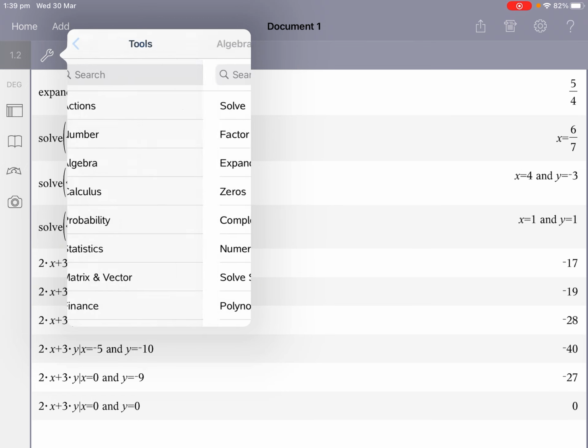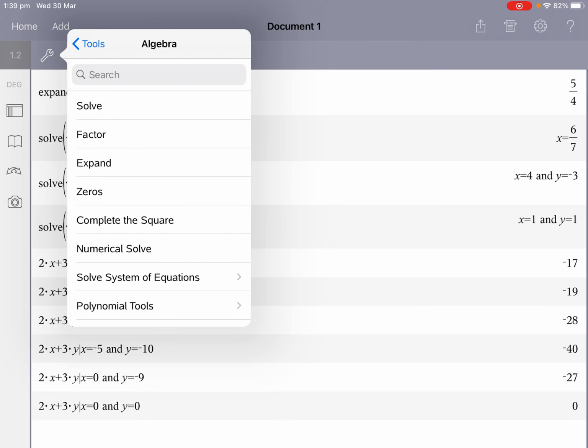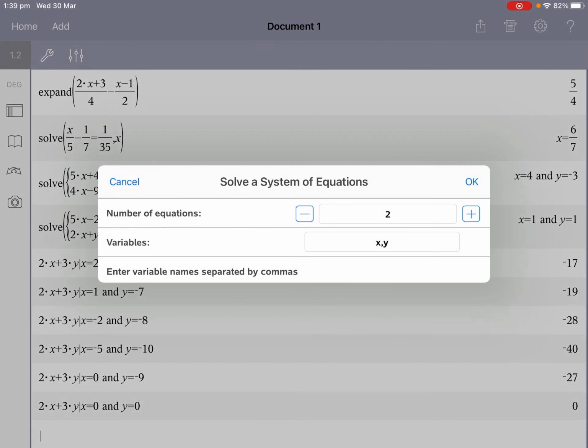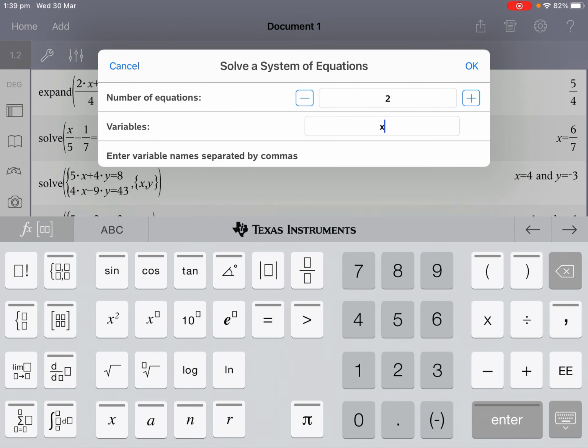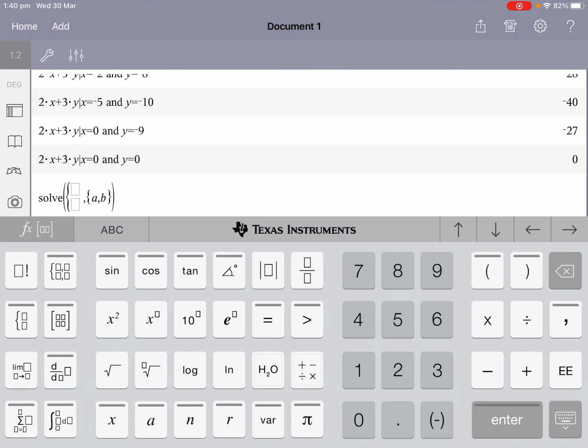So menu, we've got algebra, and then we are solving a system of equations. I've got two equations. My variables are now A and B. Okay, brings up my equation. I put in my two equations, so it's A plus B equals 80, and B plus 12 is equal to A.